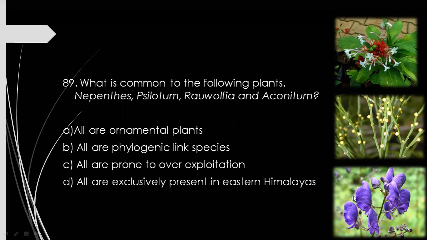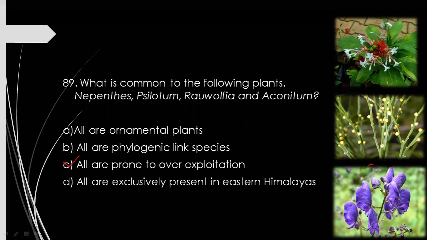So what are the options: all are ornamental plants, all are phylogenetically linked species, all are prone to overexploitation, all are exclusively present in the eastern Himalayas. The answer is very good: all are prone to overexploitation. Here, all are ornamental plants? We do not keep Aconitum in the house. I have told you it's a toxic plant, so it's not an ornamental plant.